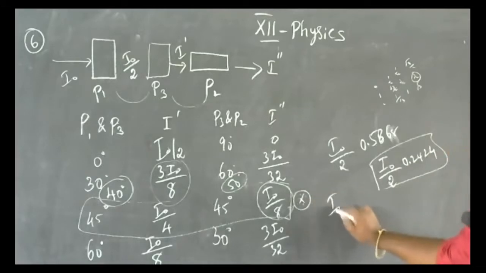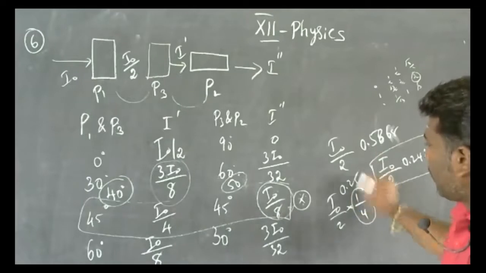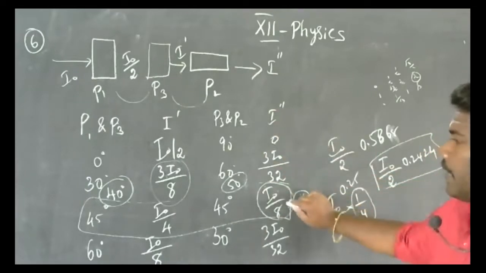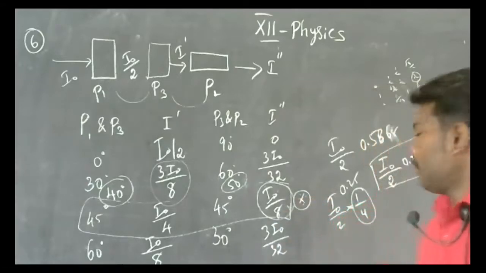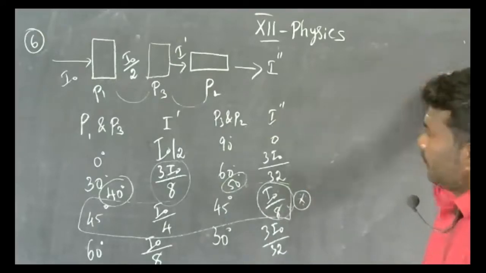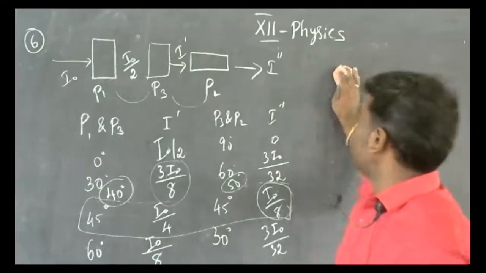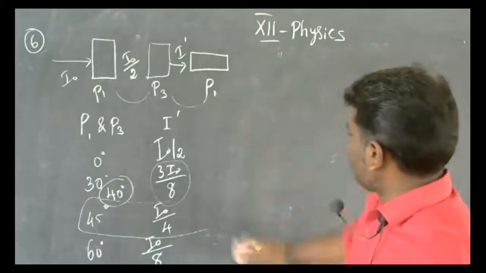Here we get the value I naught divided by 2 into 1 by 4, I naught by 8, it can be written as I naught by 2 into 1 by 4. So this 1 by 4 is nothing but 0.25. So compare with all the arrangement, this is the third arrangement, it gives a more intensity from the whole setup. So the answer is 45 degree. You note this tabular column. It may be helpful to you for our numerical question, 2 more, 3 more, and 1 more question.